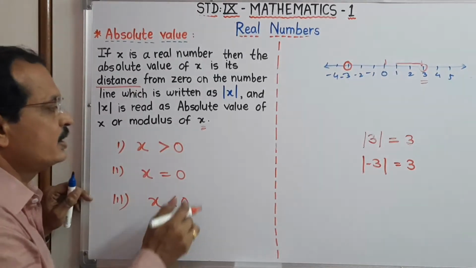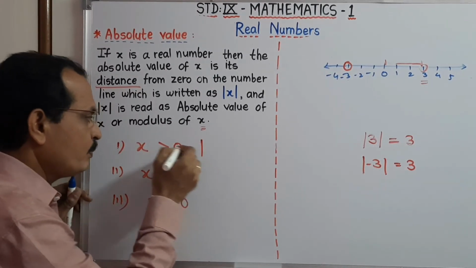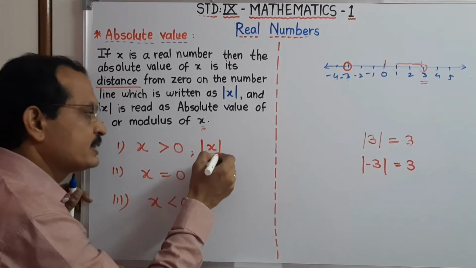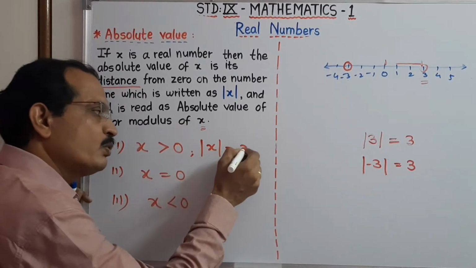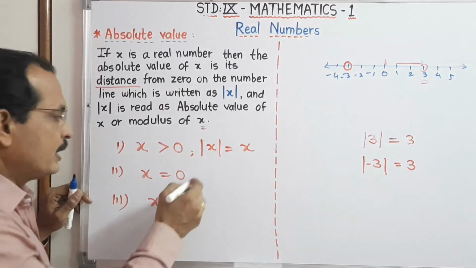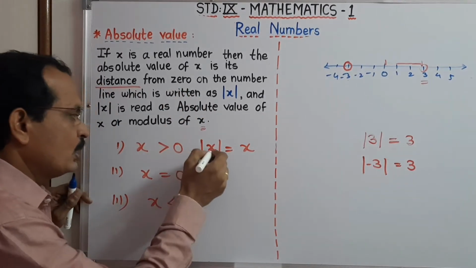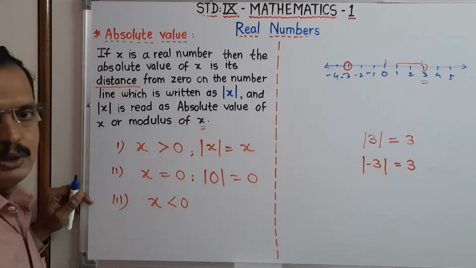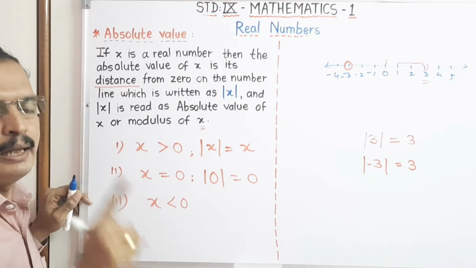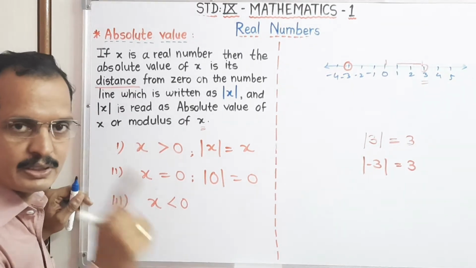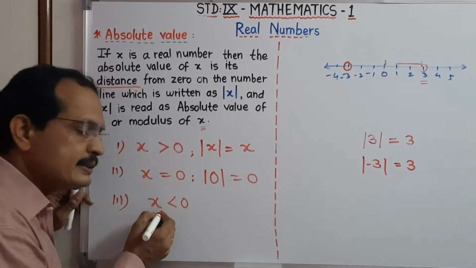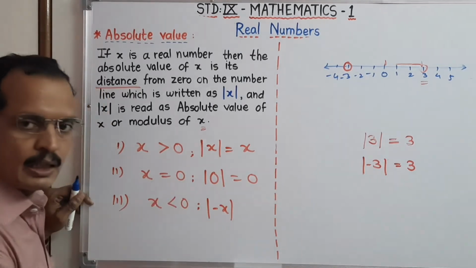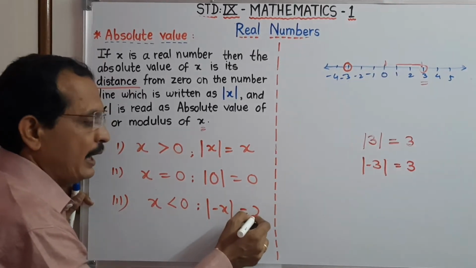And if these three conditions are there, then for the first condition, if x is greater than 0, the modulus or the absolute value of x is equal to x. Then for 0, the modulus of 0 will be 0. Therefore, remember one thing, the absolute value of 0 is always 0. Then if x is less than 0, dear student, that means x will be negative, and minus x is positive.